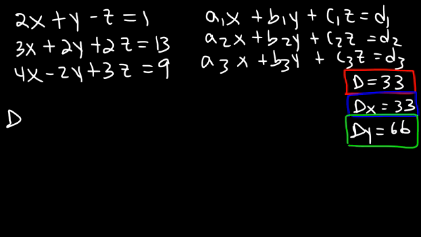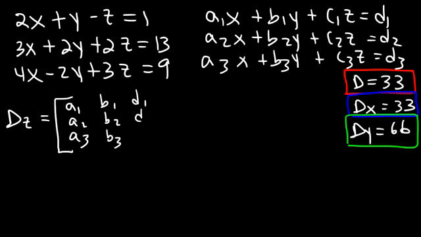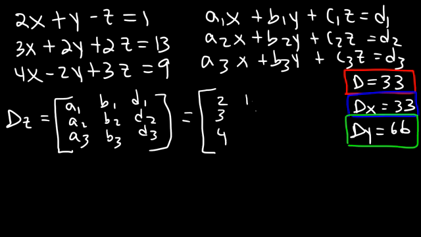Now, let's move on to the last one, dz. So in this case, the coefficients of z will be replaced with d1, d2, and d3. So it's going to be a1, a2, a3, b1, b2, b3, and then d1, d2, d3. So we're going to have the numbers 2, 3, 4, 1, 2, negative 2, and 1, 13, 9. So let's start with this one, 2.